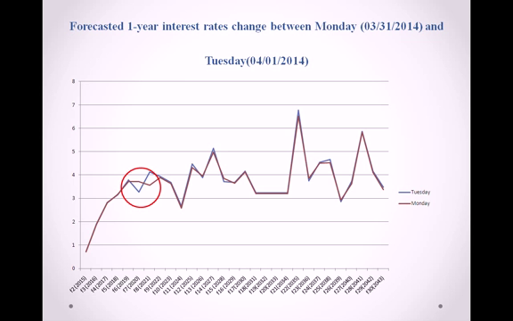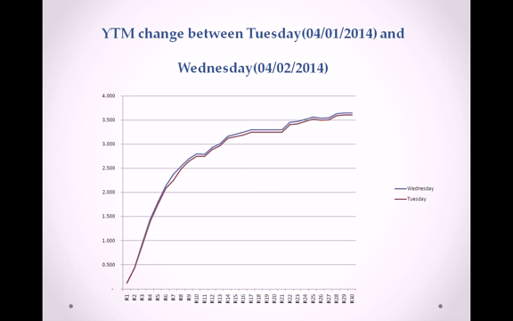Now we move to the yield to maturity change between Tuesday, April 1st and Wednesday, April 2nd. On the yield to maturity graph, the blue line of Wednesday is still above the red line of Tuesday. So the yield to maturity of Wednesday is still increasing. So what happened to make the market still steepen the yield curve on Wednesday? I go to the Wall Street Journal to find some big events.